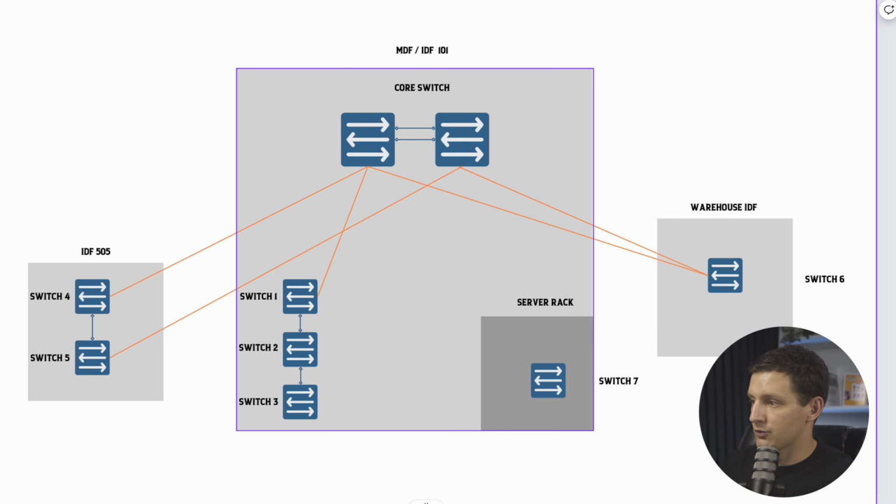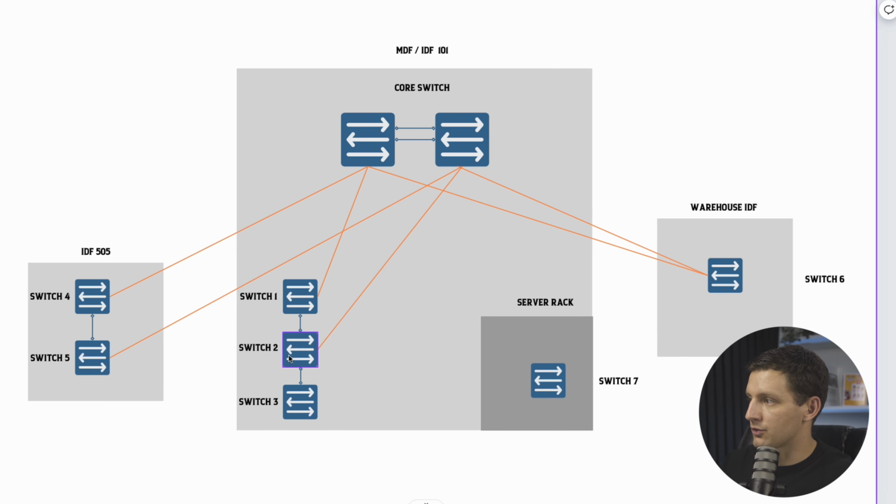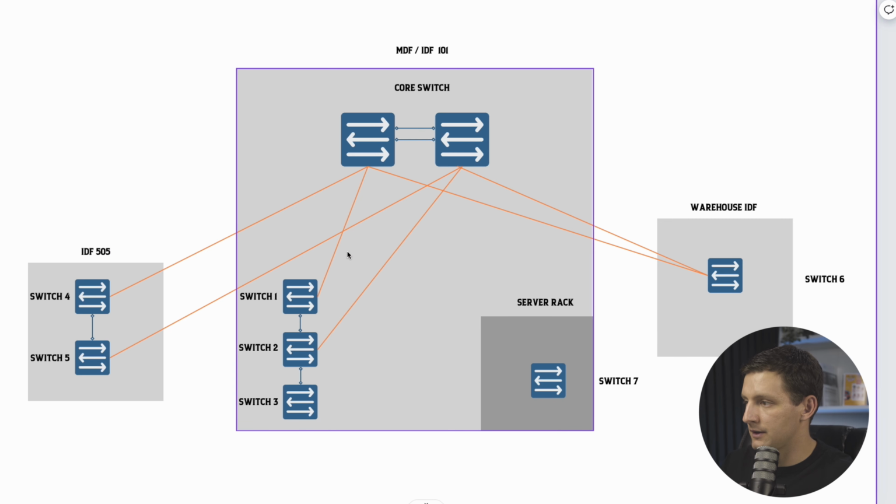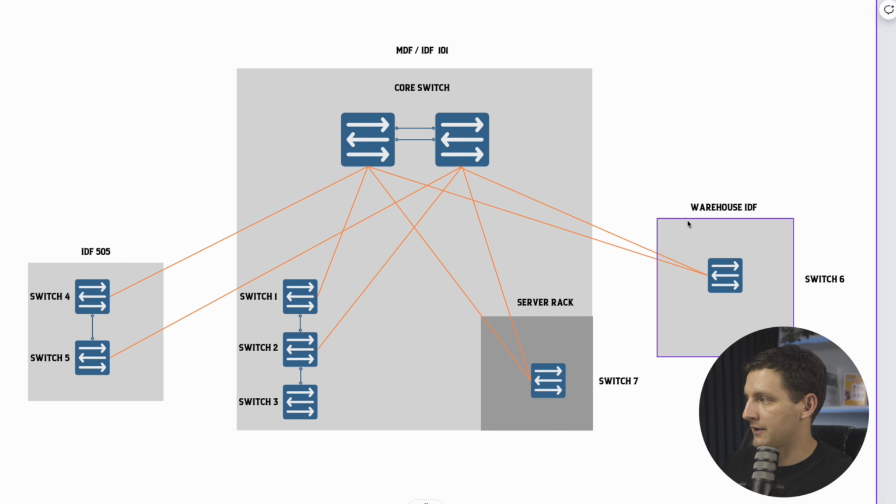And then let's start with switch 1, 2, and 3. We're going to have switch 1 connect up to core switch 1, and then switch 2 connect up to core switch 2. Again, the same as IDF 505, this provides redundancy between this stack of switches and the core layer. And the server rack, lastly, is switch 7, very similar to the warehouse IDF. We're going to have 2 links between switch 7 and the core layer, or the distribution layer. Again, that just provides redundancy so that if one of these links goes down, we still have connectivity from switch 7 to the core layer.